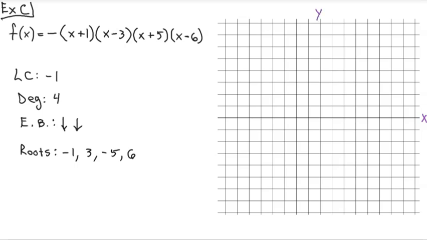Okay, and so we have -1, which is right here. We have -5, which is right here. We have +3, which is right here, and we have +6, which is right here. Now it's important to know that the coordinates of these points are, like this one is -5, 0. Okay, this one is going to be -1, 0. So if you're asked, these are the same thing as the x-intercepts.